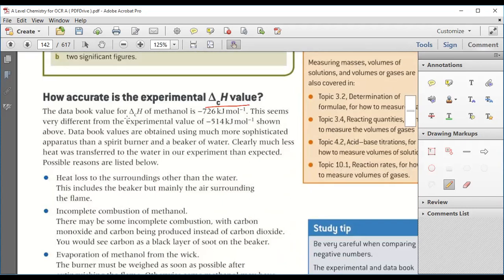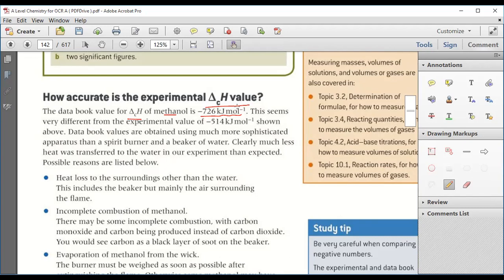The data book value for delta H of methanol is minus 726 kilojoule per mole. There is a book in which each and every such value is given. This seems very different from the experiment value of minus 514 kilojoule per mole shown above. The book gives minus 726, and what we calculated is minus 514. So there's a huge gap between them.